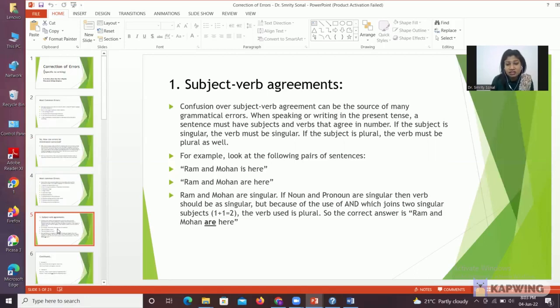We can see this by an example like the first one: Ram and Mohan is here. Correct: Ram and Mohan are here. Now, Ram is one subject, Mohan is the other. But when we combine them both, Ram and Mohan together become plural. They are no more singular. So two singulars made plural. And is telling you that both of them have been added. So 1 plus 1 makes it 2. Now the subject is plural, and so we should have a verb that sticks to that plural subject, that is are. And the usage of is is wrong.